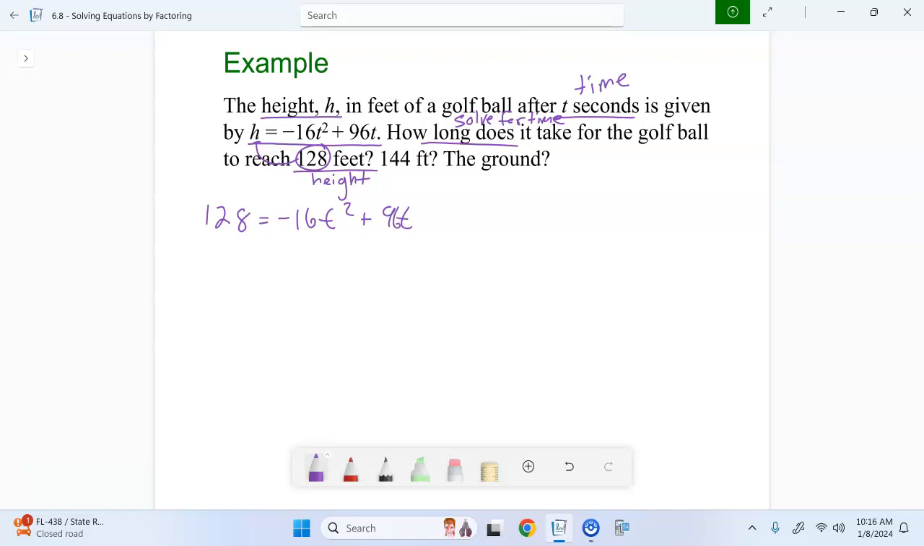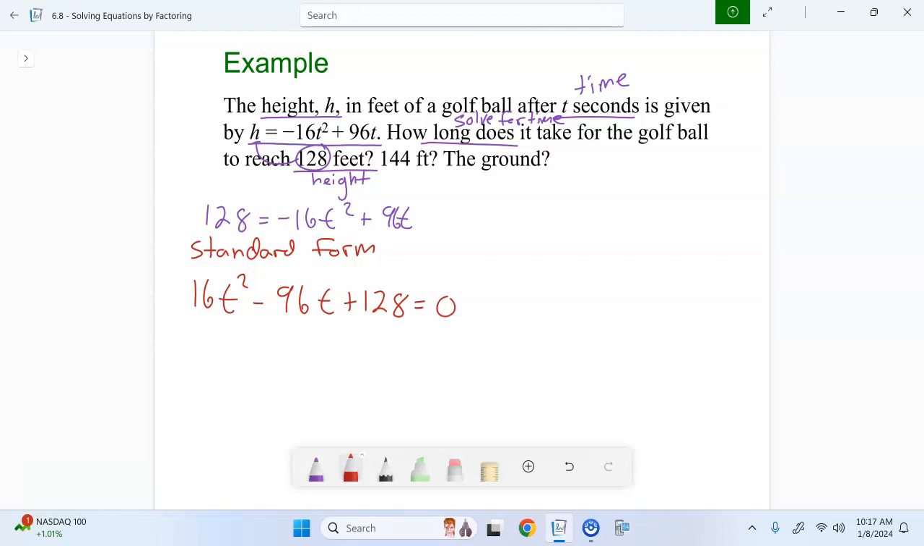96t. Now that we have an equation with only one variable, we can do our first step, which is to set it in standard form. If we add 16t squared, and subtract 96t, and then keep the 128 so that we have it set equal to 0, then we can factor.